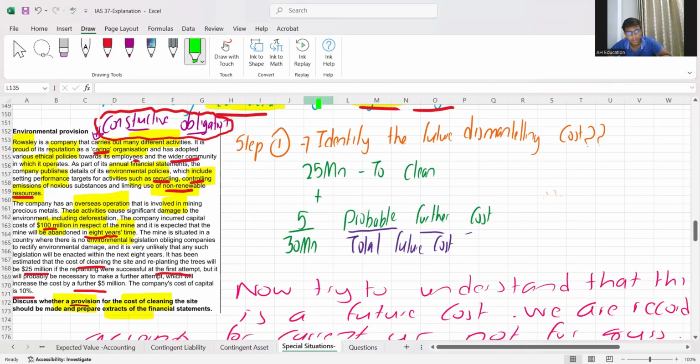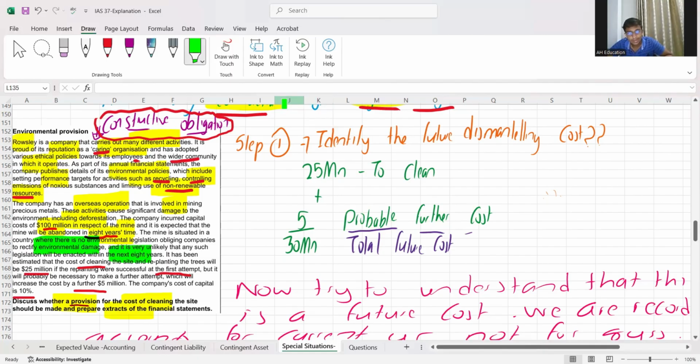The mine is situated in a country where there is no environmental legislation obliging companies to rectify environmental damage. So there is no legal obligation in the country that they are working in. And it is very likely that any such legislation will be enacted within the next 8 years. That, of course, you all understand.